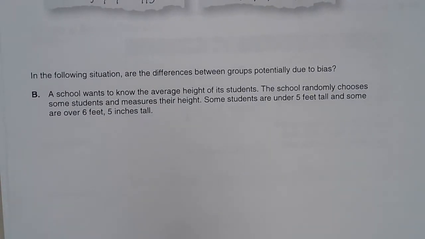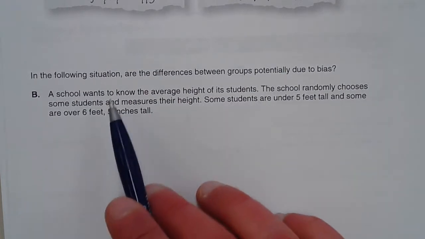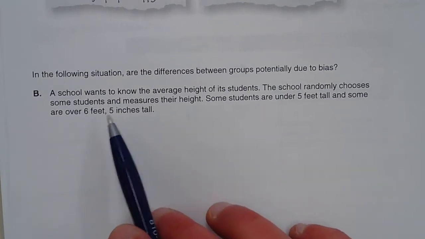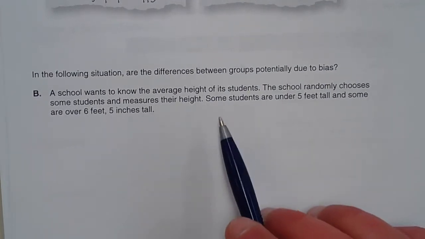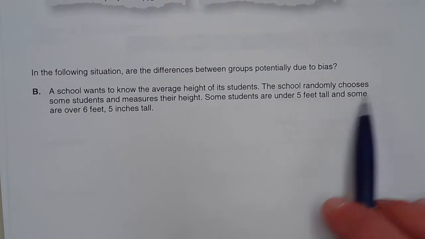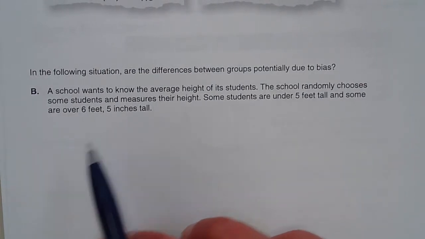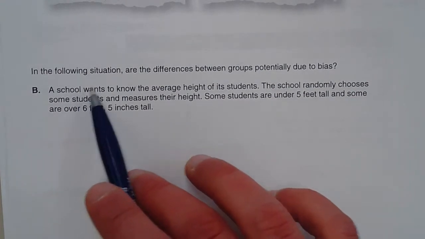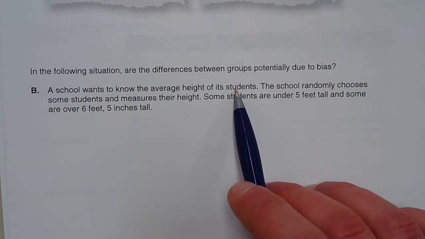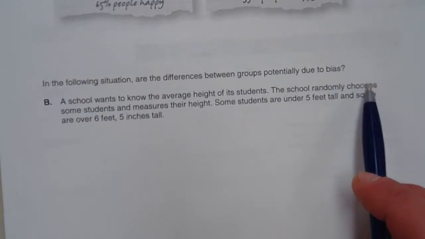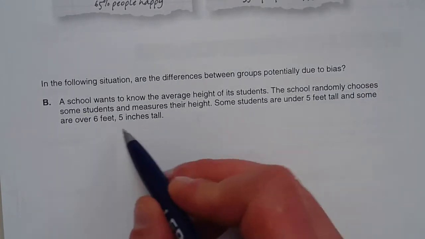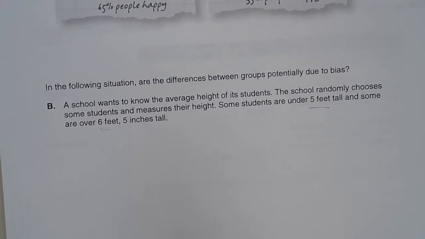This one says, same question, is there anything going on with bias here? So a school wants to know the average height of its students. The school randomly chooses some students and measures their height. Okay, that seems fine. Some students are under 5 feet tall and some students are over 6'5" tall. So some people are pretty short, some people are pretty tall. As far as reading this, there's nothing really going wrong here. Their goal is to figure out the average height of their students. So they're going to measure people. They randomly choose people, which is a good way to go about choosing things. And some people are pretty short and some people are pretty tall. So there's a big difference here, but that's fine.